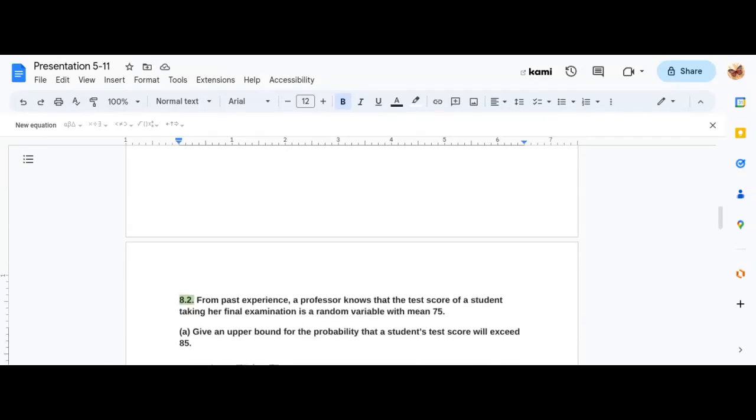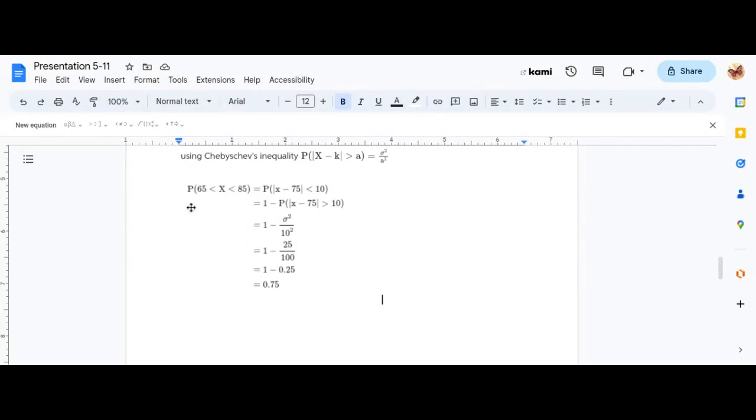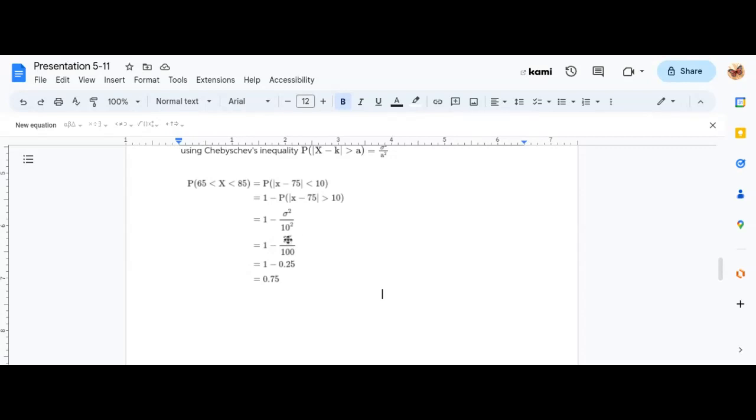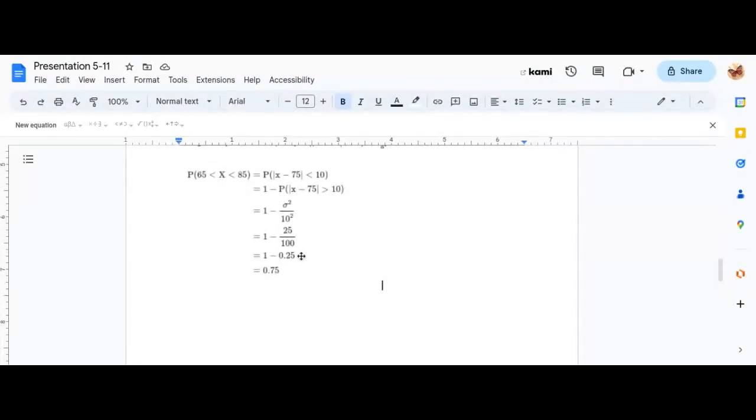All right. And then the B part from before, using the same inequality. The probability that 65 is less than X, less than 85 equals the probability of the absolute value of X minus 75 less than 10, which gives us 1 minus the probability of the absolute value of X minus 75 greater than 10. 1 minus the variance over 10 squared, which I entered from the other one before. So 1 minus 25 over 100 is 1 minus 0.25, which gives you 0.75. All right.